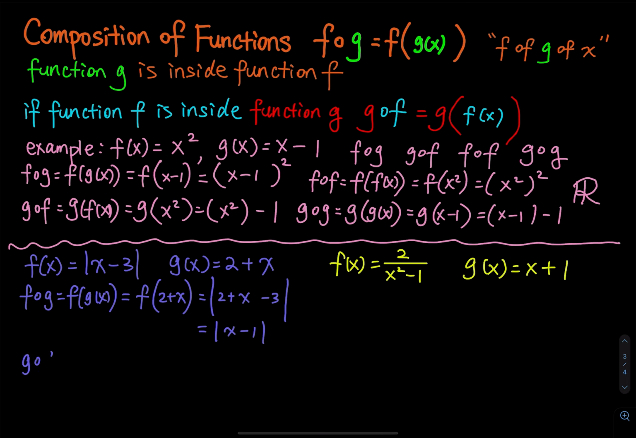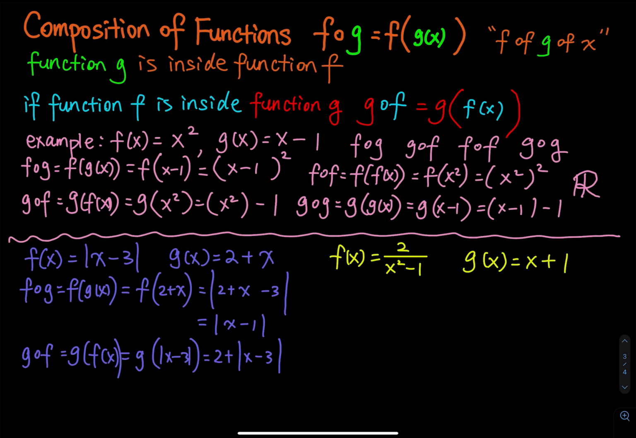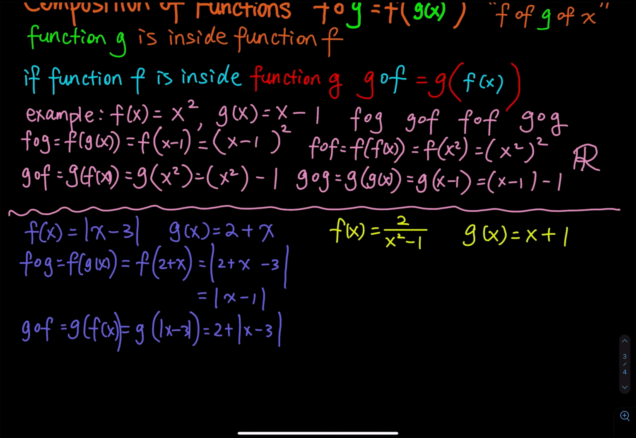And then g of f, this is g of f of x, which is equal to g of the absolute value of x minus 3, and then g is 2 plus x, which is the absolute value of x minus 3. For this function, x can be any real number because you just choose a number minus 3. There is no restriction for that.